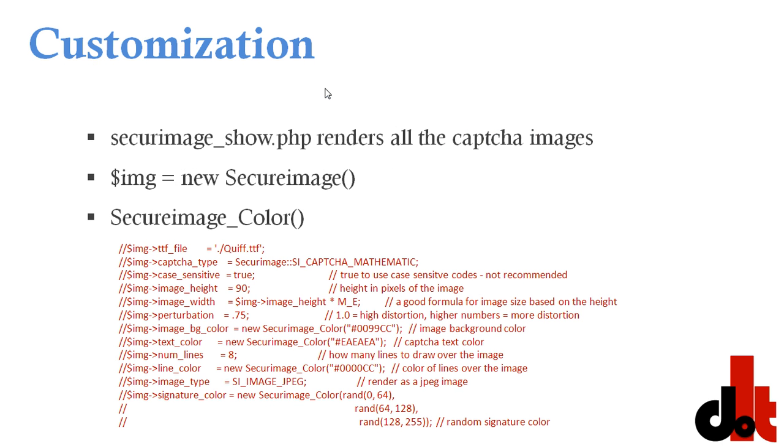Customization: there is one PHP file which renders all the Captcha images, and it supports a lot of customization. As you can see, there are commented lines available there. You can use text, you can use math, you can use simple numbers only. All those things work. If you want to change the color, there is a SecurImage color class which will help you in customizing the color.